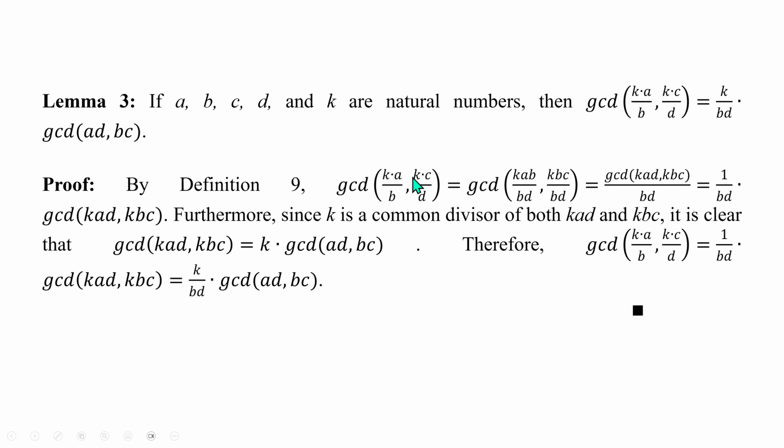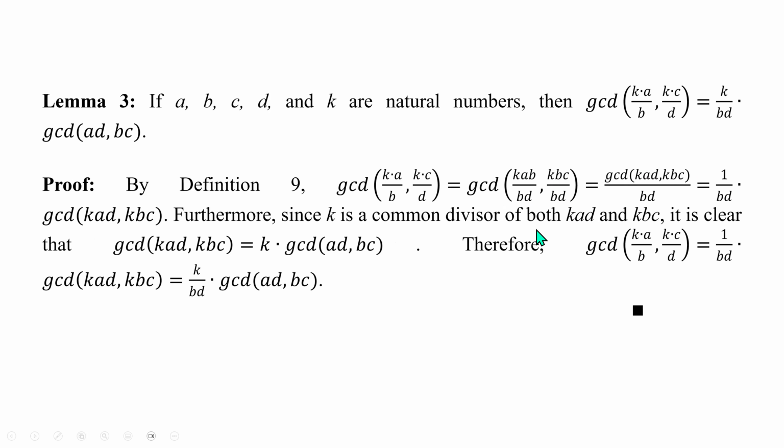The greatest common divisor of KA over B and KC over D is just equal to the greatest common divisor of these two fractions, where I just rewrote these using BD as a common denominator. And to find the greatest common divisor of these two fractions, you find the greatest common divisor of the numerators and divide that by BD. Well, this is 1 over BD times the greatest common divisor of KAD and KBC.